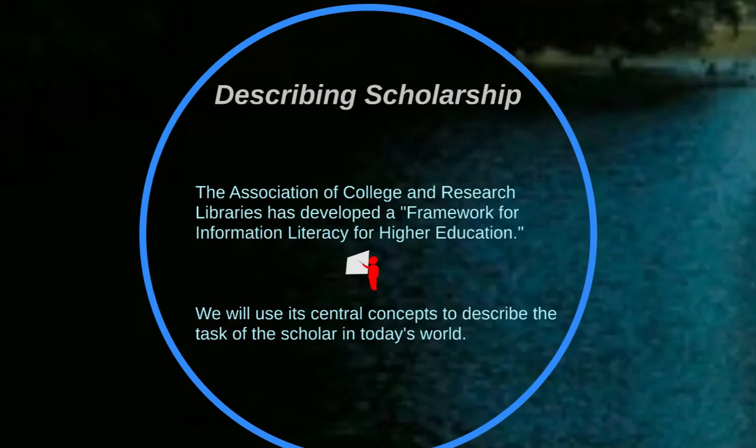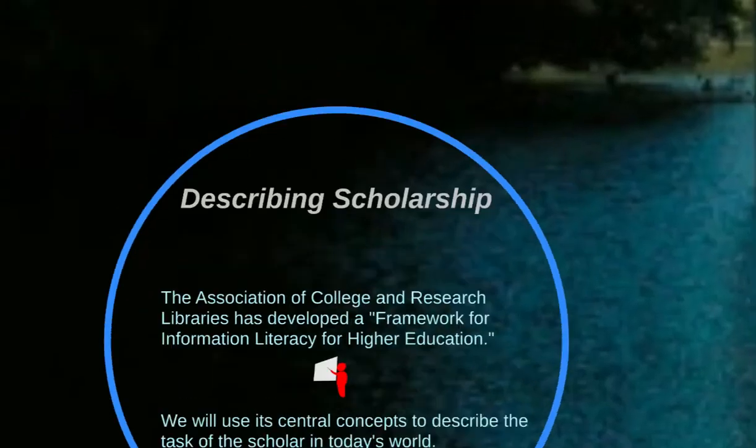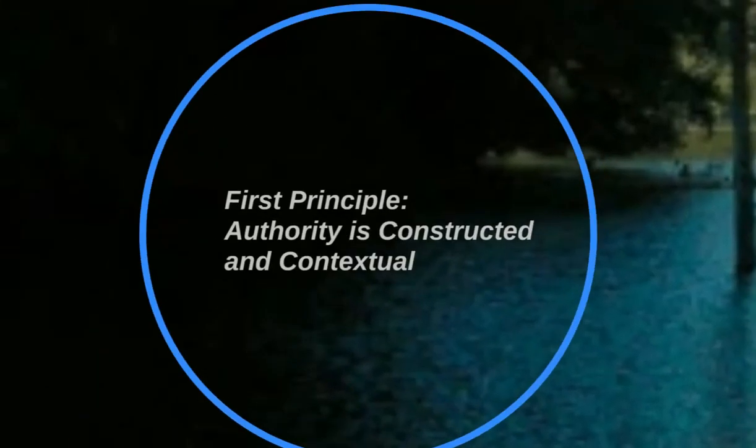What we're going to be looking at here is something that comes out of the Association of College and Research Libraries. In 2015, they developed a framework for information literacy for higher education, and its central concepts really describe the work of a scholar in today's age. There are several principles. The first of these, authority is constructed and contextual.